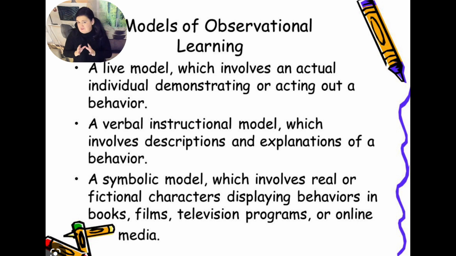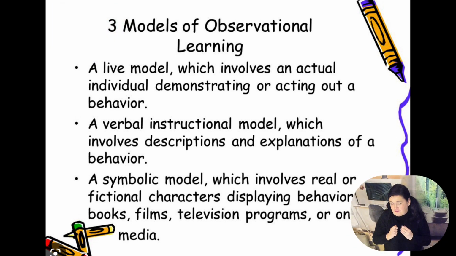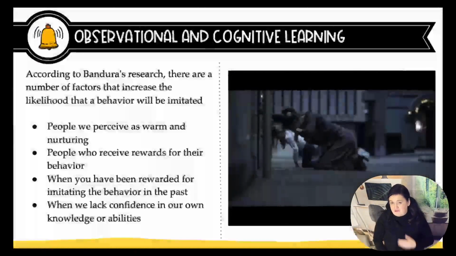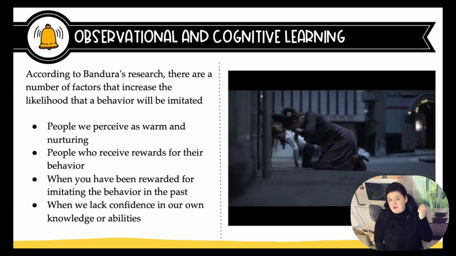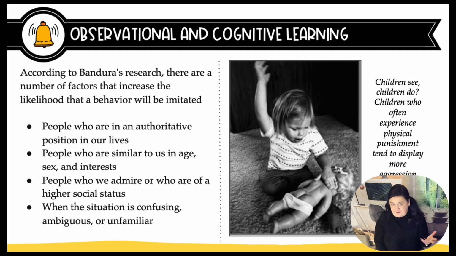We are more likely to imitate people we perceive as warm and nurturing and people who receive rewards for their behavior. So as human beings, we want to rise to the occasion and imitate the warm and friendly behavior that we recognize. When you have been rewarded for imitating the behavior in the past, when you lack confidence in your knowledge or abilities, people who are in an authoritative position in your life, people who are similar to you in age, sex, and interests, people who admire or who are of a higher social status than you, right?